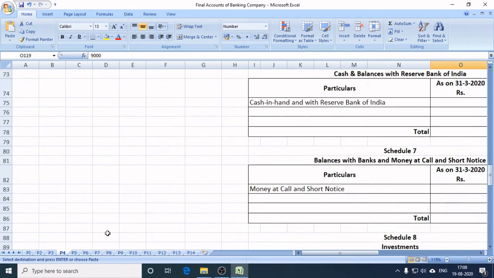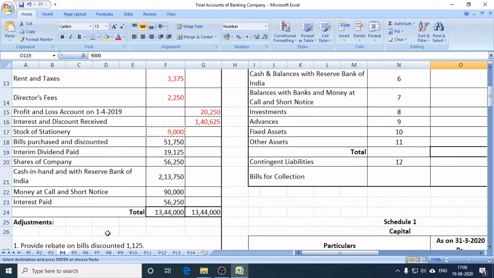Okay. Next in the problem is bill purchased and discounted. It has also debit balance. It is an asset of a bank.